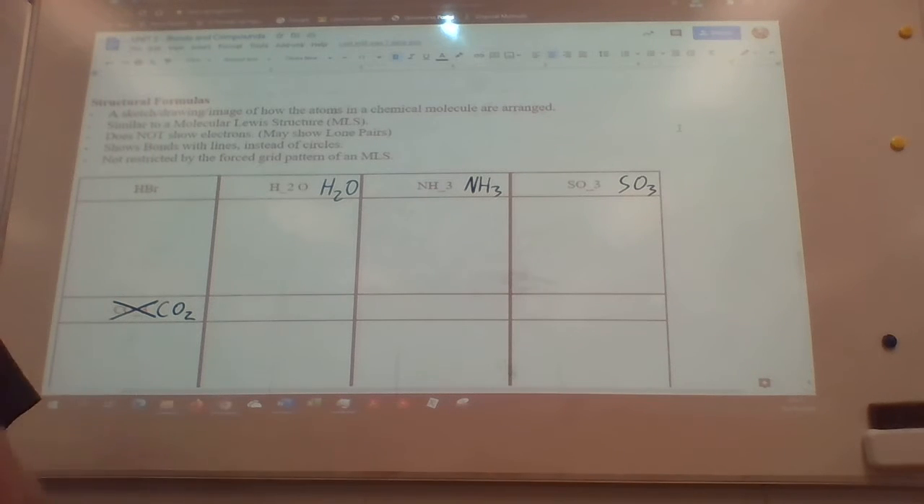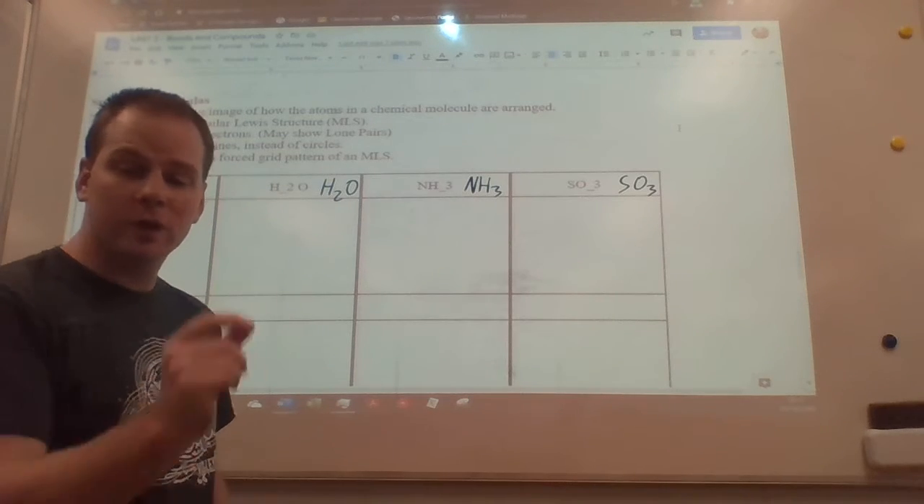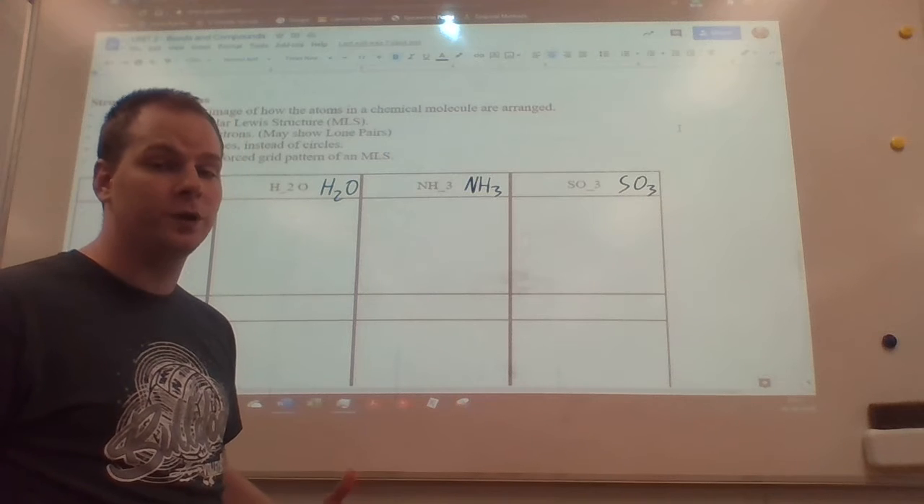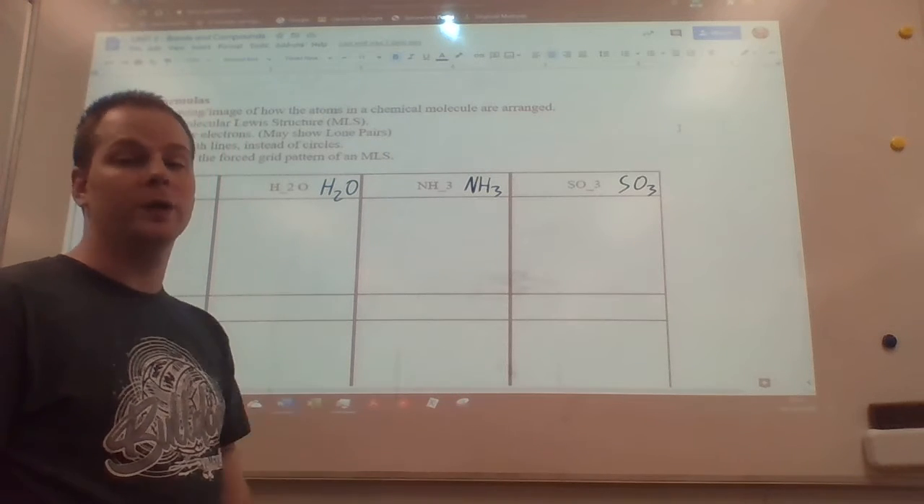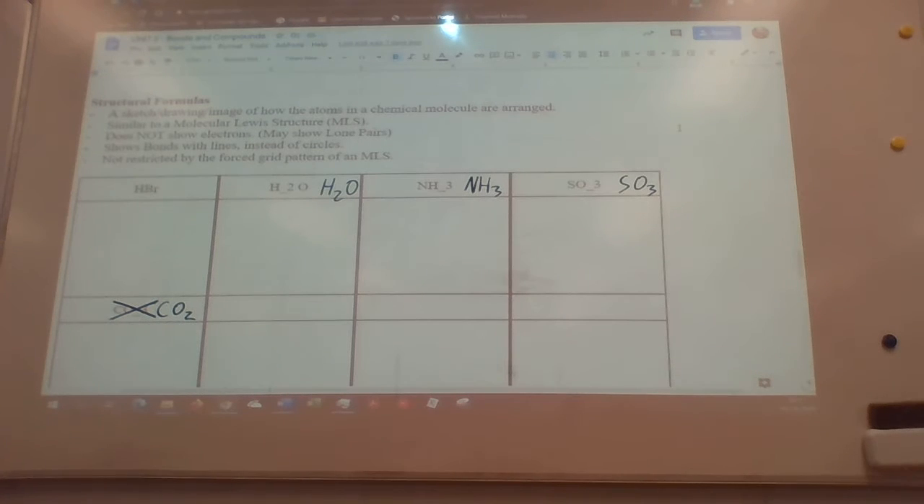Okay? Instead of using circles and circling our electrons, we're just going to draw a line between them, which you have probably seen me do on multiple occasions. This is what I'm drawing. I'm drawing a structural formula instead. So it's a little simpler.